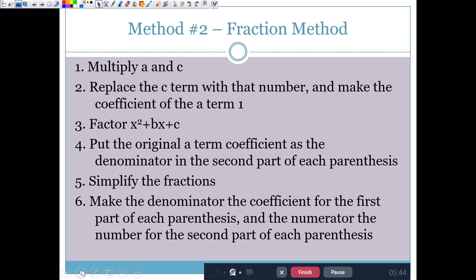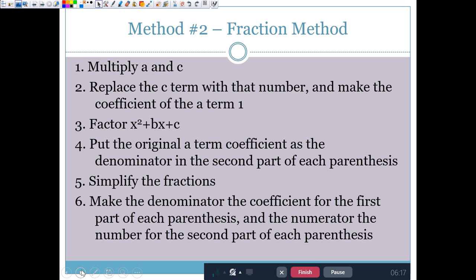Okay, so the first step is we're going to be multiplying a times c. So that's the number that's out front times the number at the end. We're going to then replace c with that number and make the coefficient of a term 1. Okay, then we're going to factor like we used to factor, how we factored on Friday. Okay, then after I factor, I'm going to put the original a term as the denominator in the second part of each parenthesis, okay?